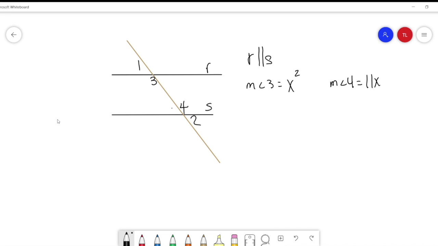All right, got a couple problems. Now, young people, look at the diagram and tell me, what do you know about angles 3 and 4? Are they consecutive interior? No, they're alternate interior. What do you know about alternate interior angles then? Their measures are equal. So what you have is x squared equals 11x.